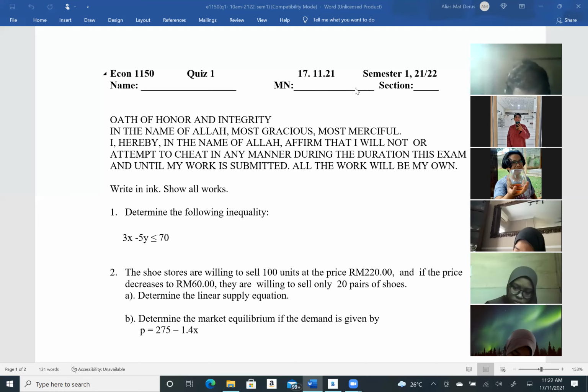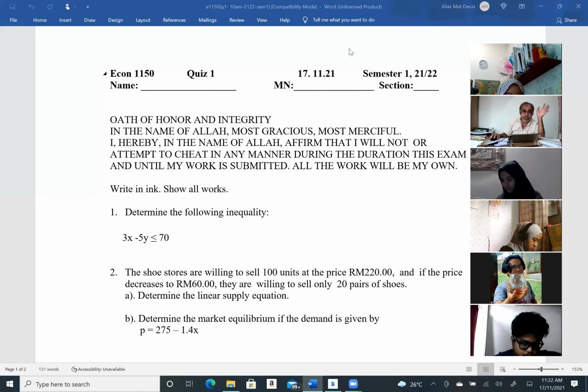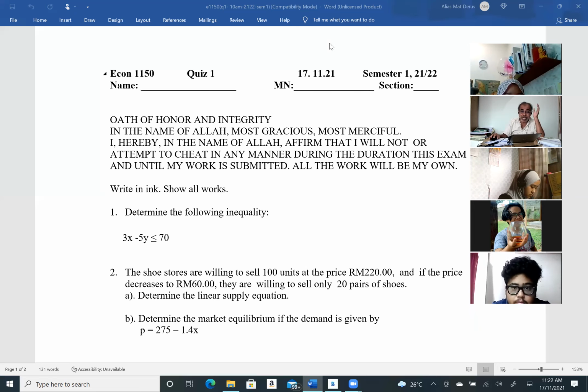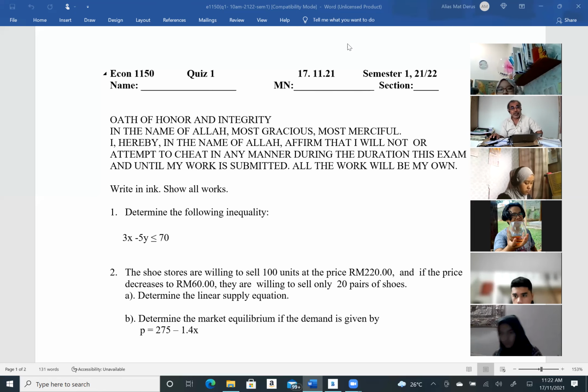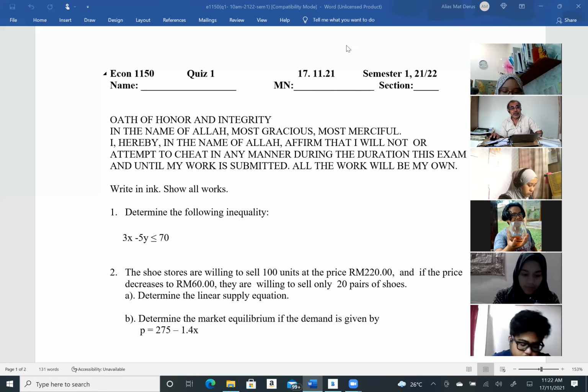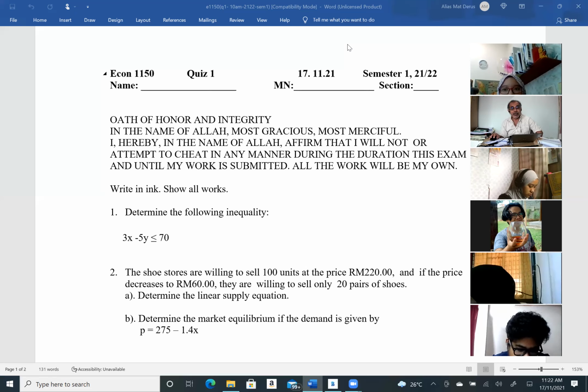Okay, done. Sir, can I submit it as a picture, not a scan? Okay, submit the picture now and you do the scanning later. Submit the picture now so that I have a record that you submitted. Afterwards, you scan and resubmit.